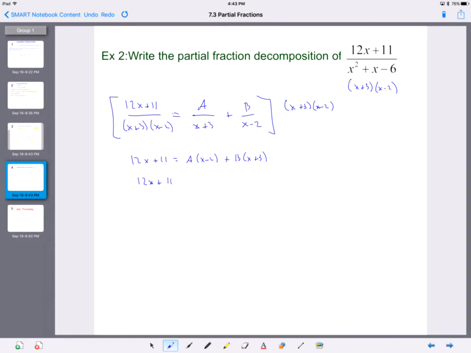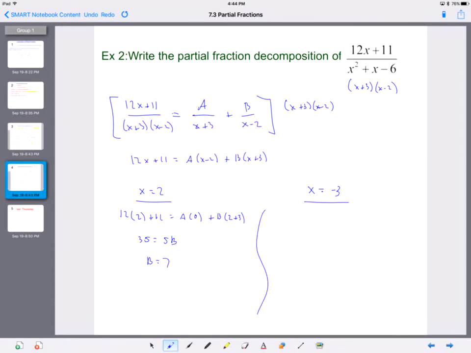12x plus 11. So now we want to pick our values. So we'll pick the excluded values of x equals 2 and x equals negative 3. So if we plug in 2 and solve, we know this is going to be a times 0 plus b times, if we plug 2 in, 2 plus 3. So 24 plus 11, 35 is equal to 5b divided by 5, and b is 7.